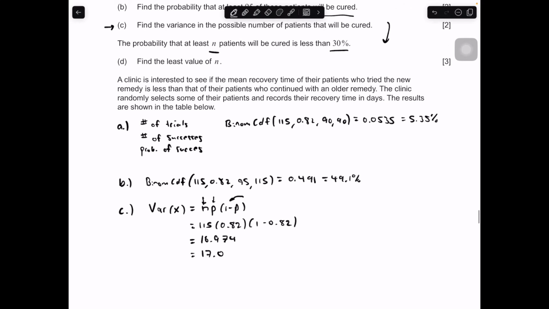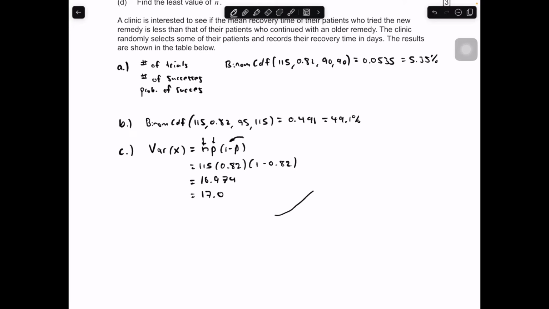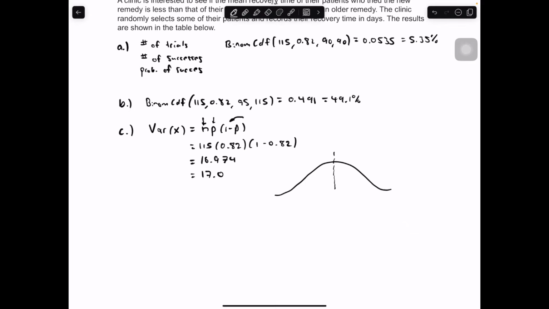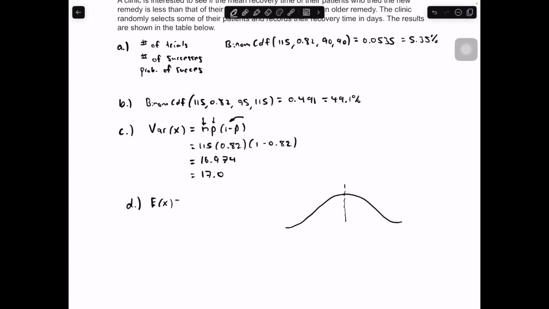So, what's going on? The probability that at least n patients will be cured is less than 30%. I'm actually going to go ahead and draw this normal distribution once again. So the expected number of patients that we would be able to cure, here we are in part D. Move it down just a little. So the number of patients that we would expect to cure, this is the expected value. This is also given in your formula booklet, and this is just number of trials times probability of success.